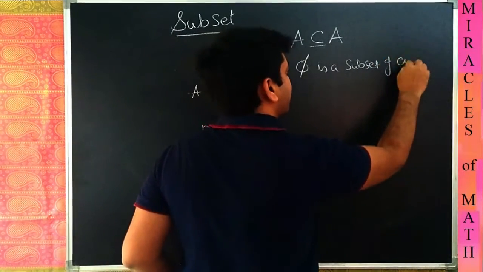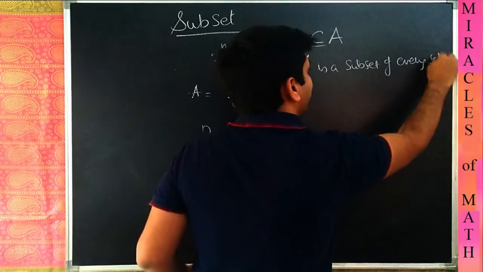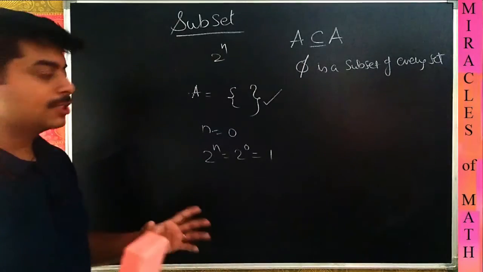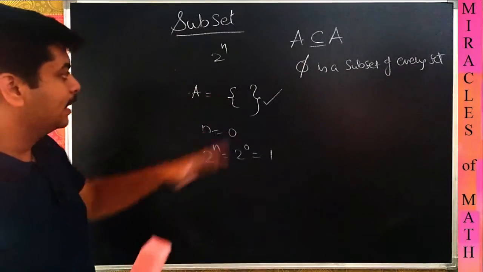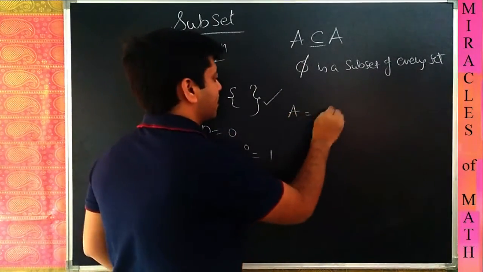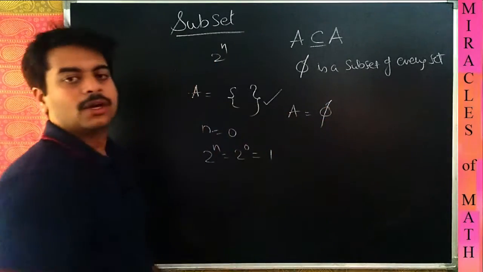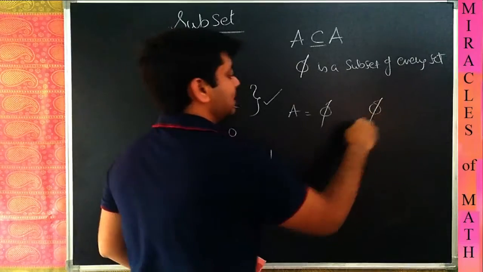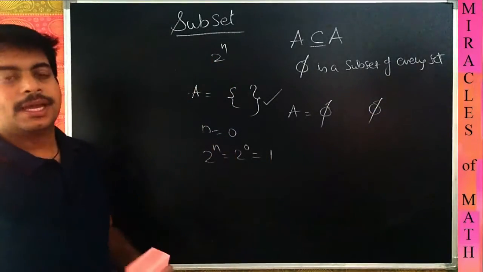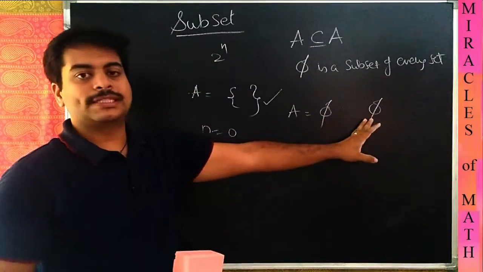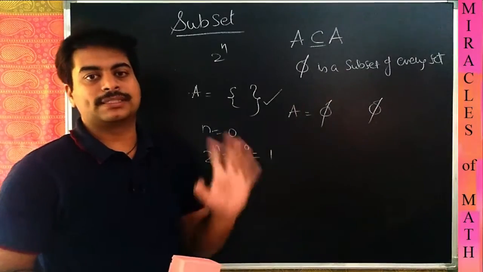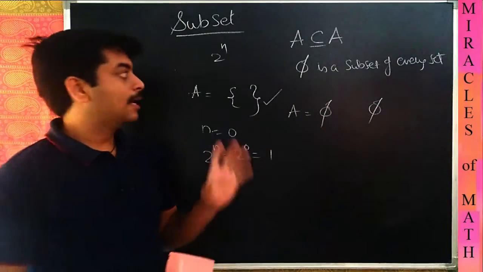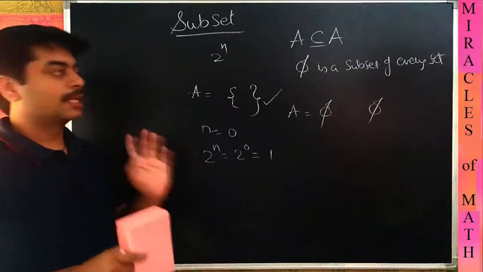Understood? So here the set A is {5}. What are the subsets involved in that? Just the element 5, which is itself the same subset. Every set is a subset of itself, so the same {5} will be a subset of itself. Clear? So this is about subsets.